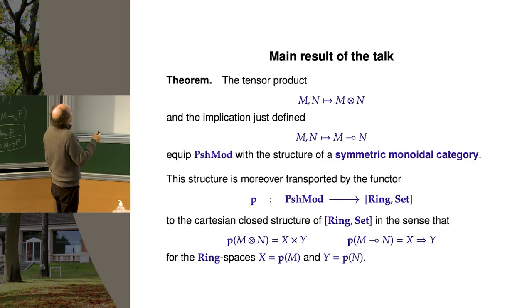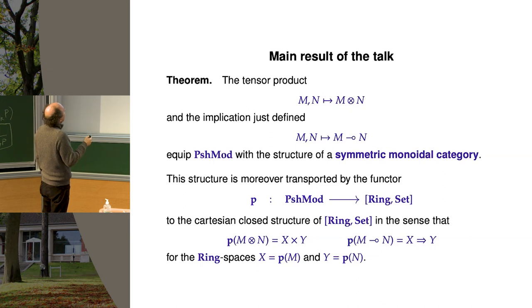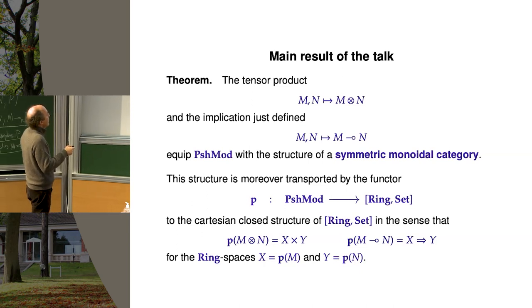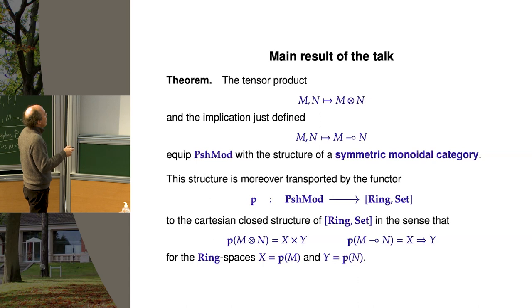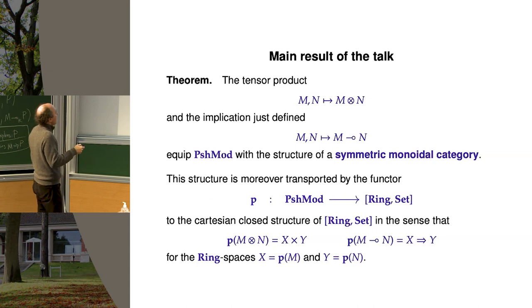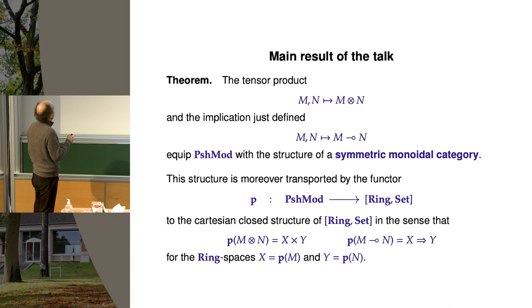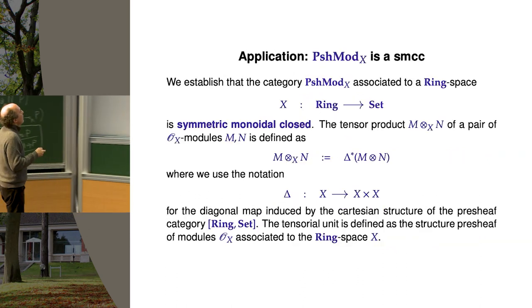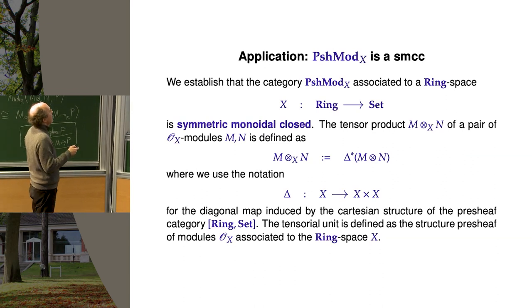The main result of the talk is that the tensor product that I've just defined and the implication equip this category of presheaves of modules with the structure of a symmetric monoidal category, which is mapped to the Cartesian closed structure. In particular, if we have M and N, X and Y modules, then M tensor N is an X times Y module, and M arrow N is an X implies Y module. I'm nearly finished, I need 3 minutes.